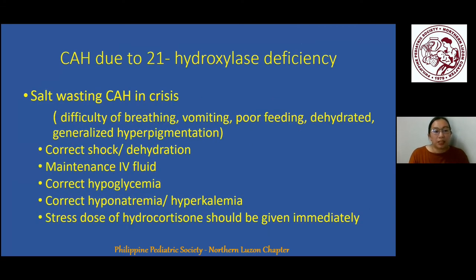Salt wasting CAH and crisis, usually they present with difficulty of breathing, vomiting, poor feeding, dehydration, and generalized hyperpigmentation. So what do we do if they are at the emergency room? We correct the shock and the dehydration, and then we maintain IV fluids after. We correct the hypoglycemia, hyponatremia, and hyperkalemia. And stress doses of hydrocortisone should be given immediately.